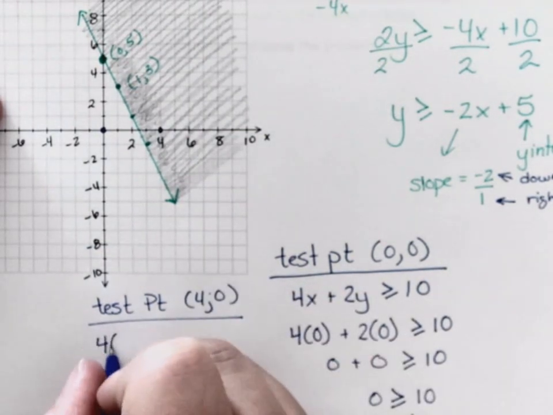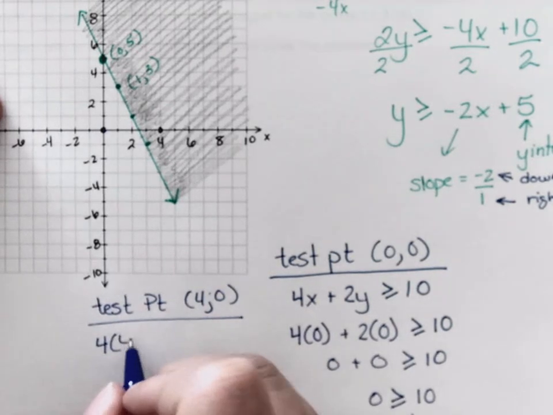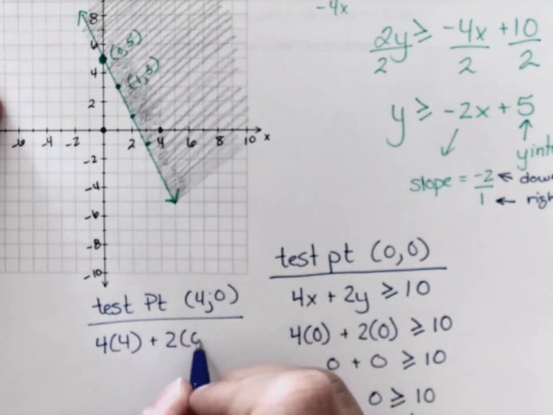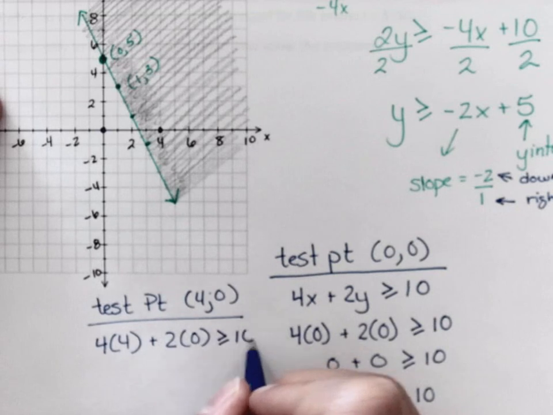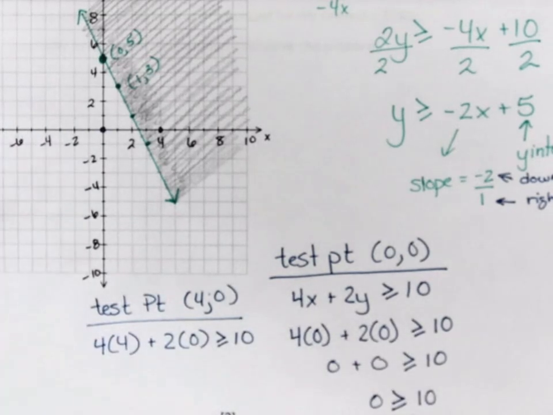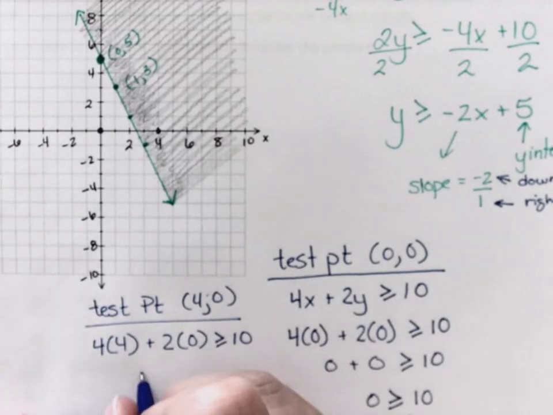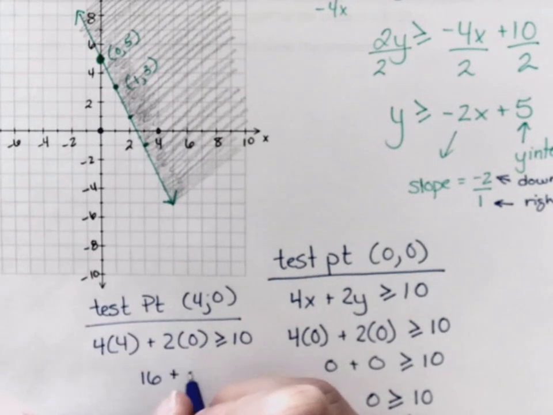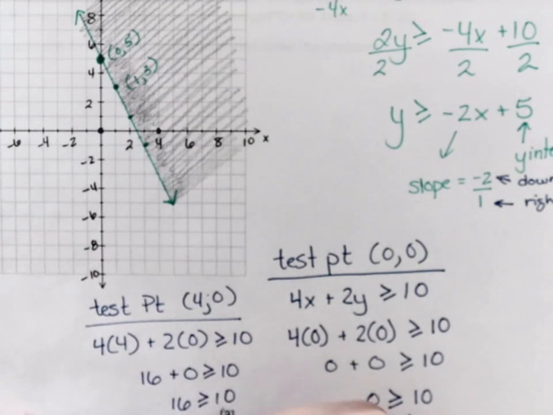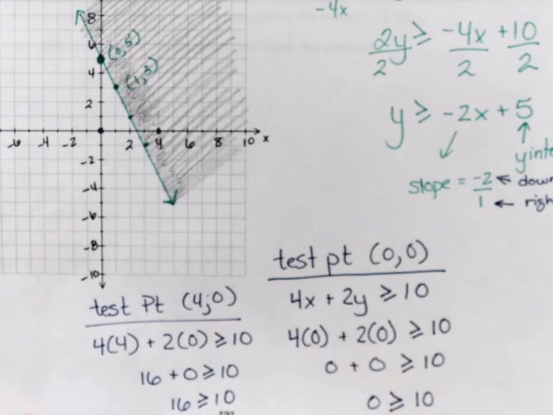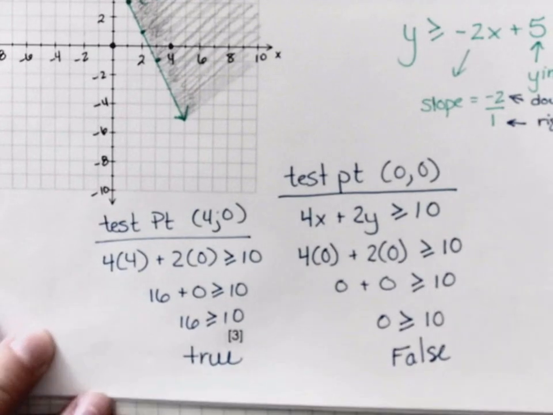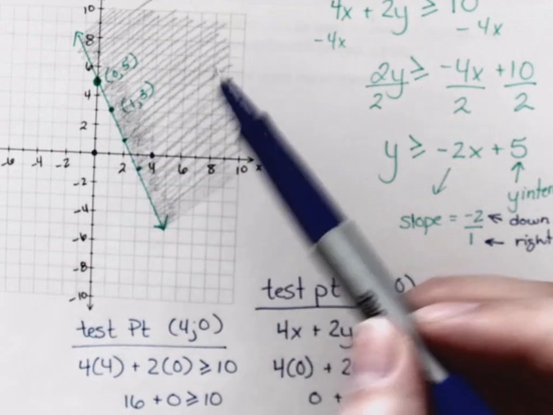And so we're going to have 4 times 4 plus 2 times 0 is greater than or equal to 10. I always substitute it back into the original equation. So I have 16 plus 0 is greater than 10. 16 is greater than 10. So that is true. So I'm going to shade on the side that is true.